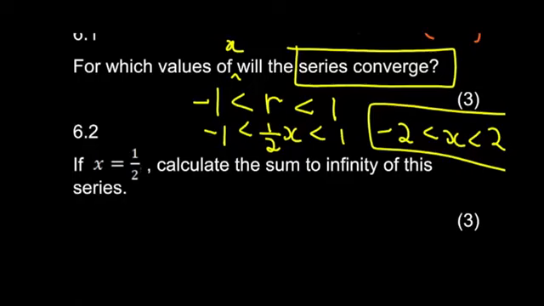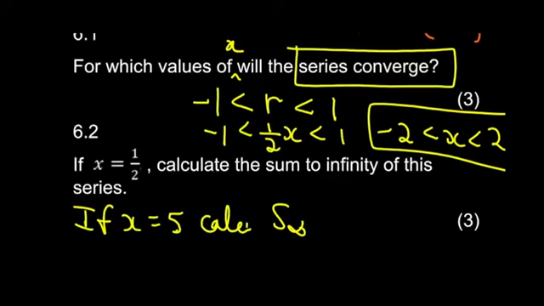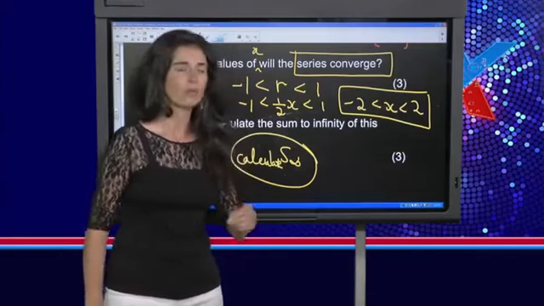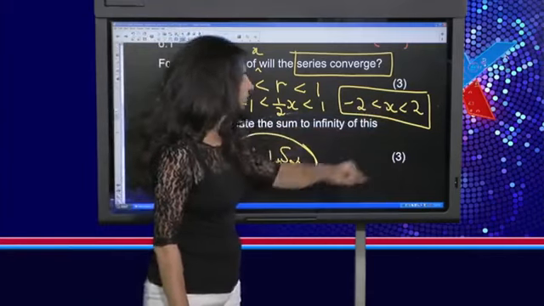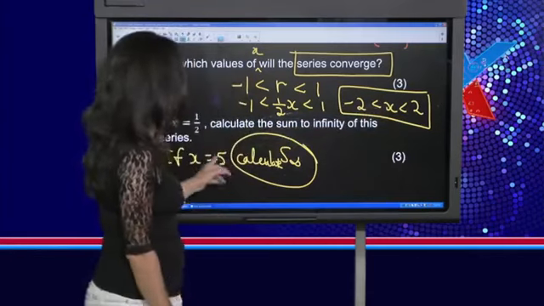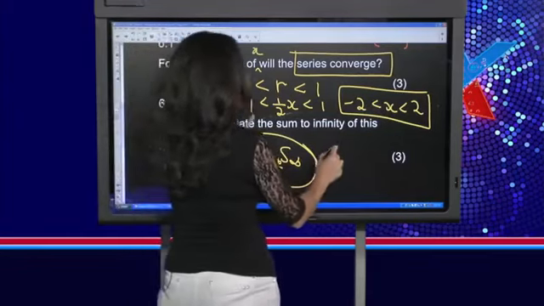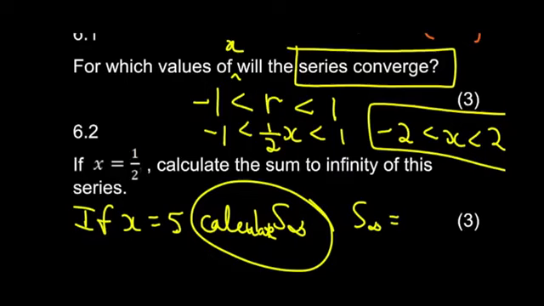Okay, so if they said, if x equals 5, calculate the sum to infinity, what would your comment be on that? You would immediately say that's impossible, because this series is only going to converge if x is smaller than 2. So if you're telling me x equals 5, it will not exist. Now, you may be tempted to say, oh yes, I'm very clever, I know that the sum to infinity is a over 1 minus r. So you then take your a, you take your r, and you substitute it in, and you get a value.